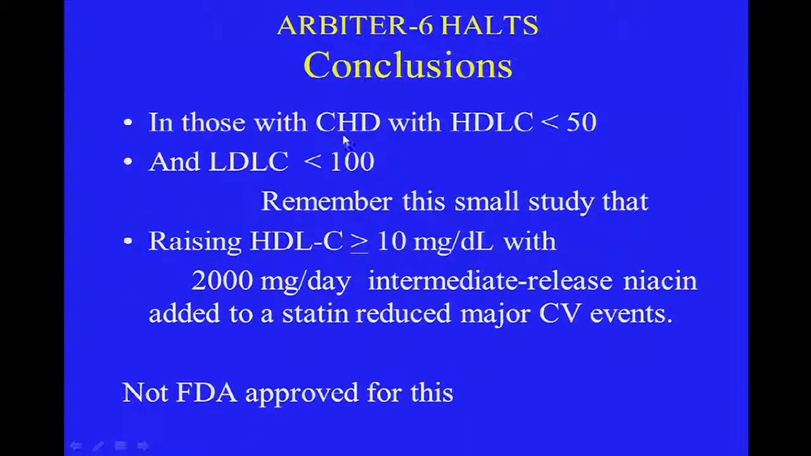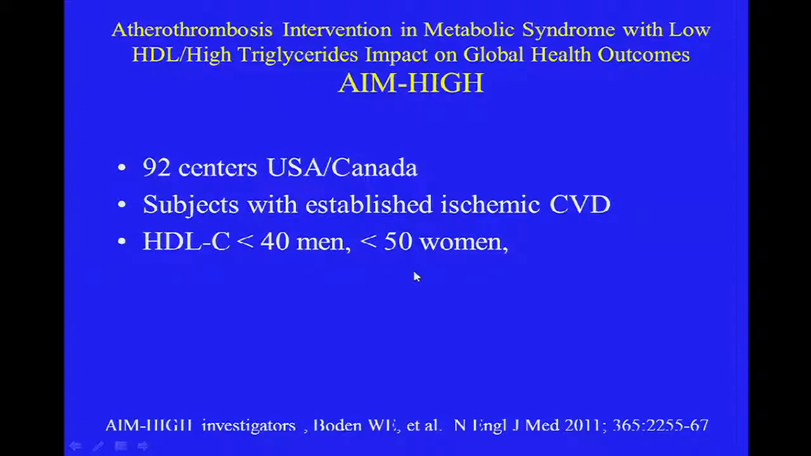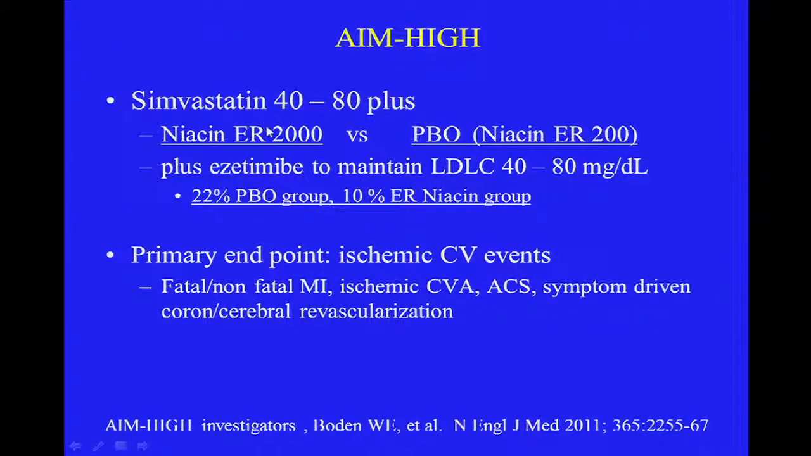So the inclusions are those with CHD, HDL less than 50, and LDL less than 100. That HDL rise, added to statin, reduced events in Arbutin. AIM-HIGH was another important one, in which niacin ER 2000 versus placebo niacin. It's the simvastatin with the niacin added. Now, this is a negative study, as you know, too, and has framed much of the non-use of niacin at this point. But what happened was there was a differential.